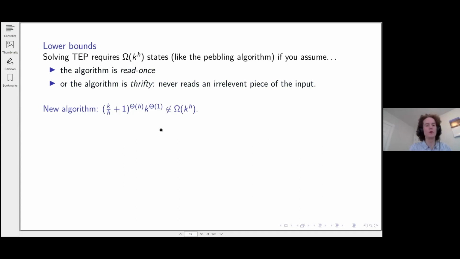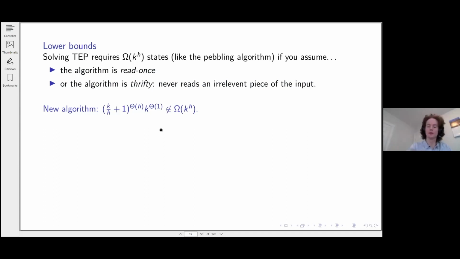So our new algorithm beats this lower bound. From this, we can infer that the algorithm doesn't meet either of these restrictions. It actually violates them pretty strongly. The algorithm reads every single part of the input, so it's not thrifty, and it reads all of these parts several times over, so it's not a read-once algorithm.